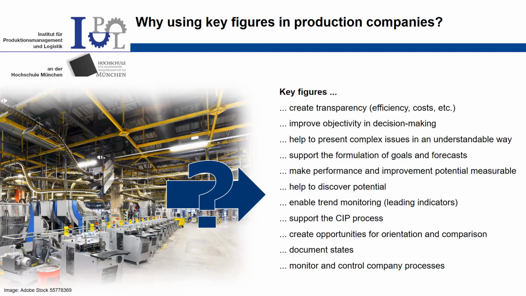I show you just a little list of what you can achieve when using key performance indicators, such as create transparency, improve objectivity, or present complex issues in an understandable way. Well, we can go through this list, but I think you know all those issues quite well. And the remaining question always is, what is the right key figure to answer that question, and also, of course, to give a target to your employees?